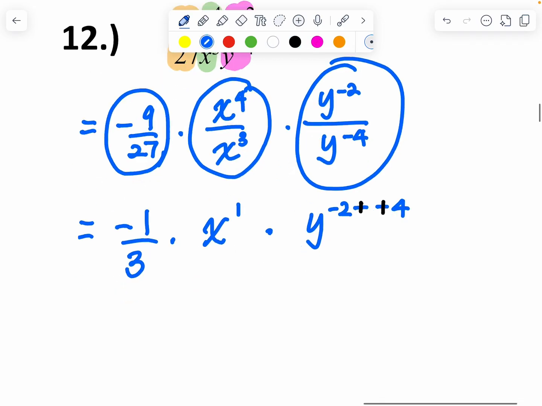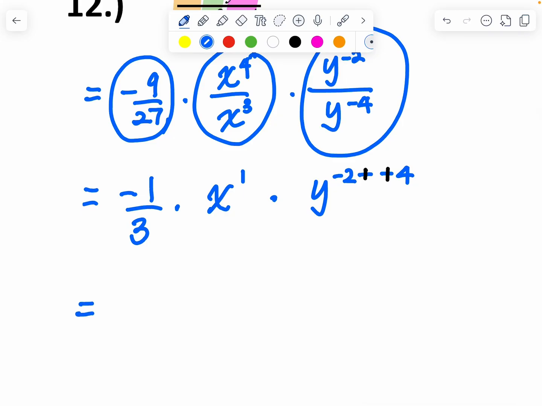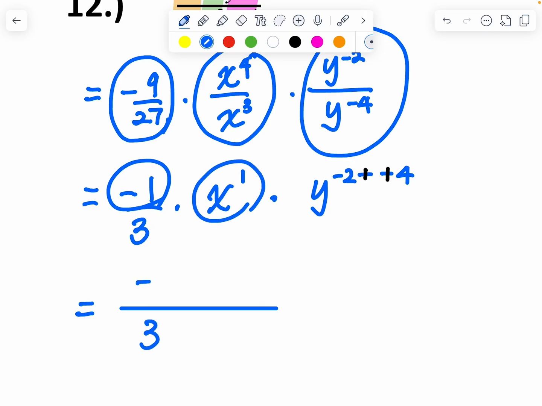Okay, so let me write my answers all together. It's going to be a fraction, and I have a -1 there, and 3 down here. And then x to the power of +1 stays on the top. Okay, notice I'm not writing this 1 there because you don't need that. Okay, and I'm not writing this 1 either because you don't need that either. And then let's figure this. That's y to the power of +2. So that one should also stay up there.